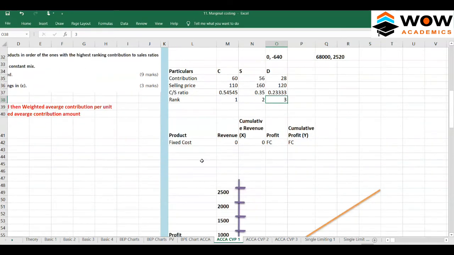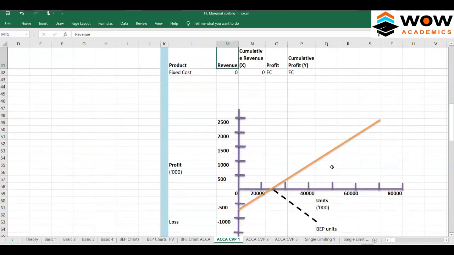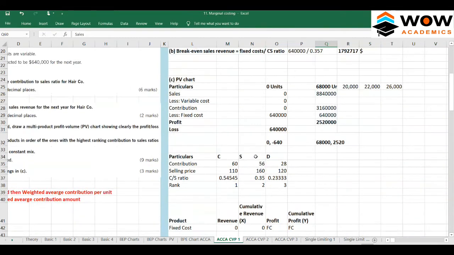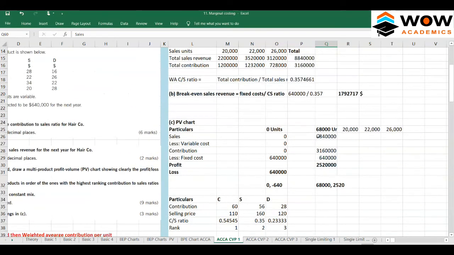Okay, so in order to do this, we can't do it in units, we have to do it in revenue. So this line, okay, this line also should have been in sales only. Okay, sales. So sales, if you see, total sales is this number. Okay, just wait. So total sales is this value. So it should be 68,000.